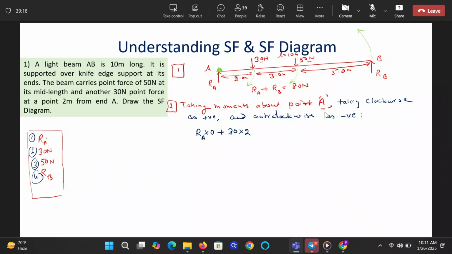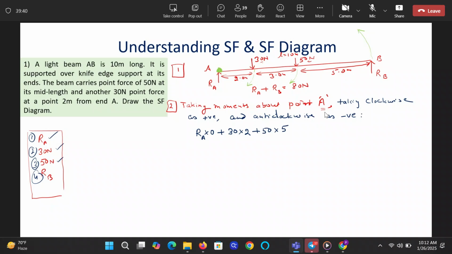Okay. Correct. Next, we have taken moment of this, and now we have to take moment of 50 newtons. Looking at the diagram about A, it is causing clockwise movement. So plus 50 into what? What is the lever from A? 5 meters. Correct, 5.